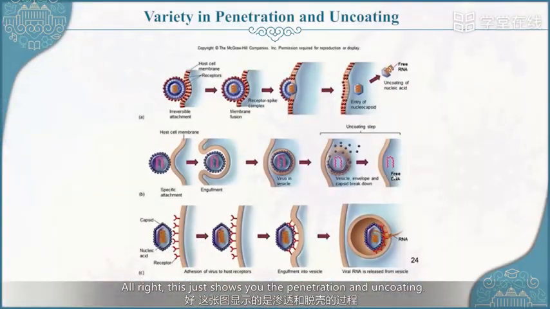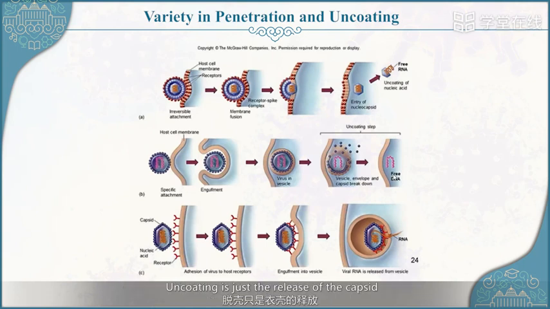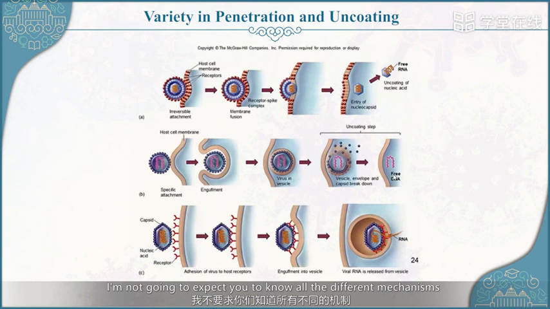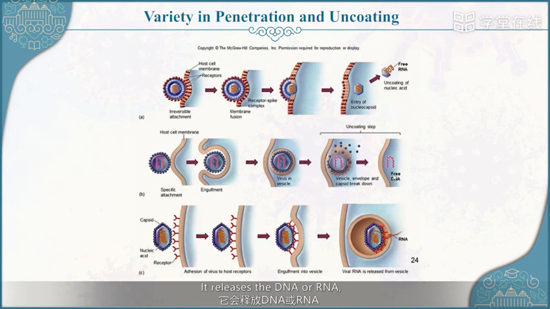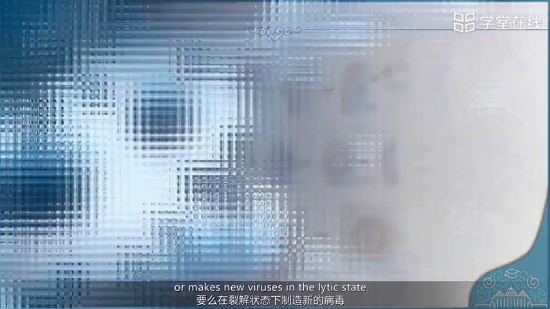Alright, this just shows you the penetration and uncoating. Uncoating is just the release of the capsid so that the DNA or RNA can come out. I'm not going to expect you to know all the different mechanisms. All I want is that once the capsid gets into the cell, it releases the DNA or RNA, and then it either cooperates in the lysogenic state or makes new viruses in the lytic state.